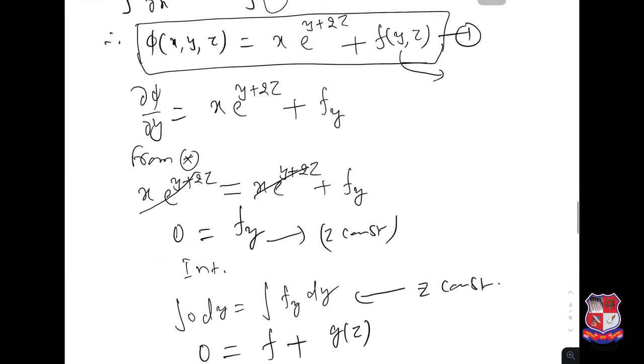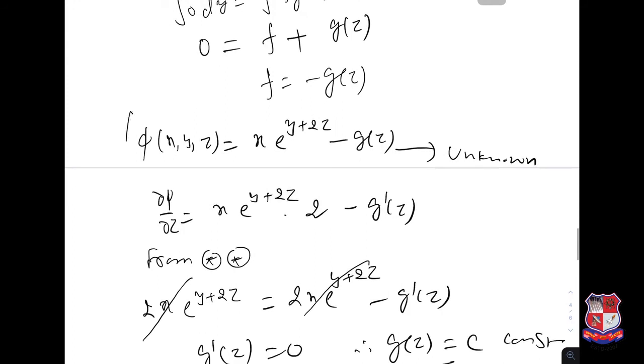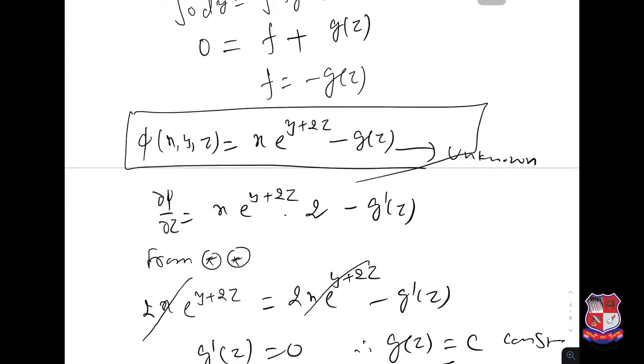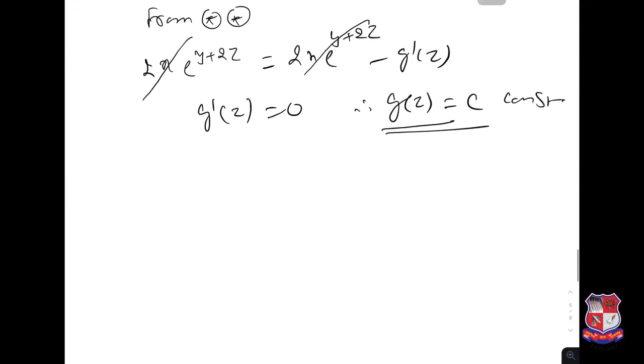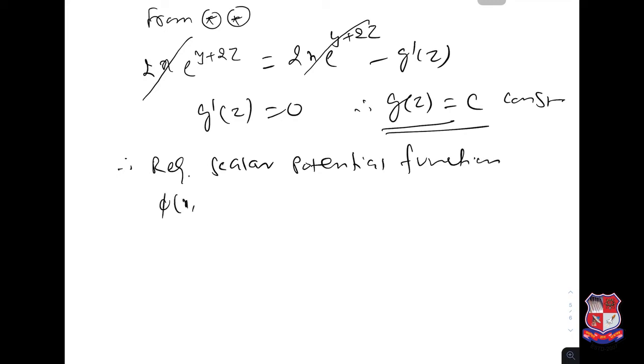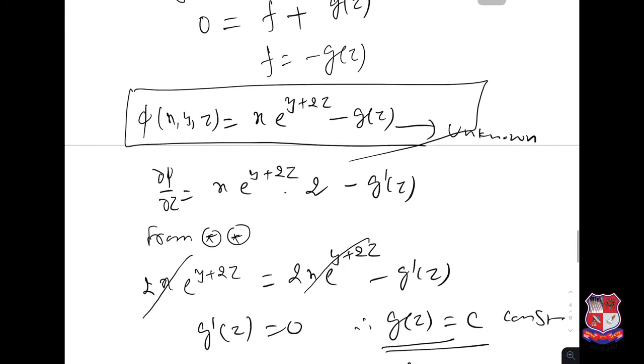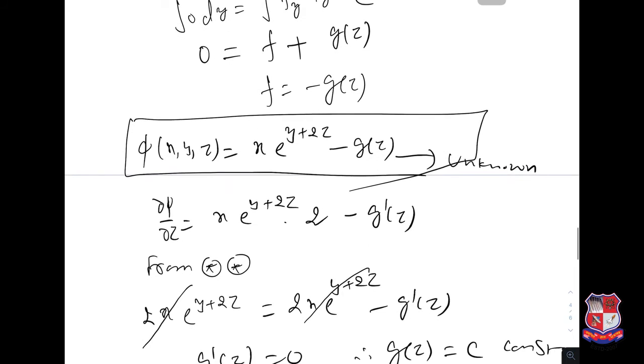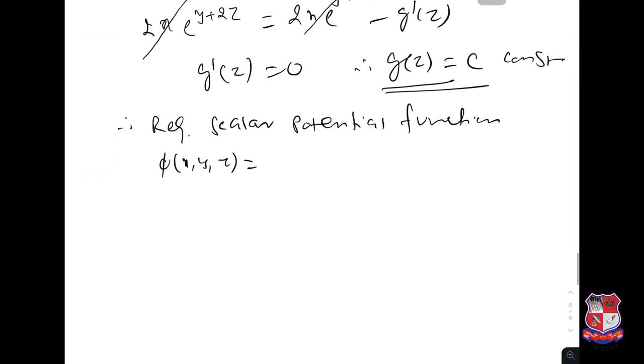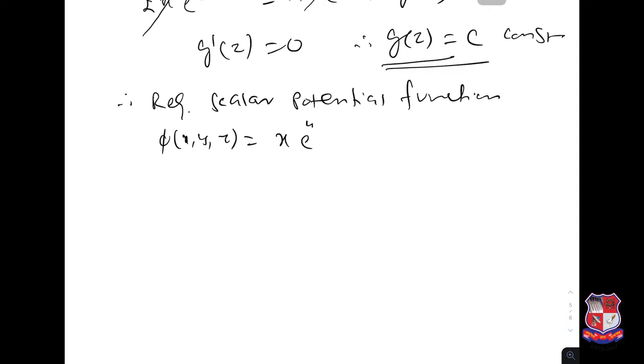So we can put that value of g in our phi. So therefore the required scalar potential function phi is x e power y plus 2z. That's the answer.